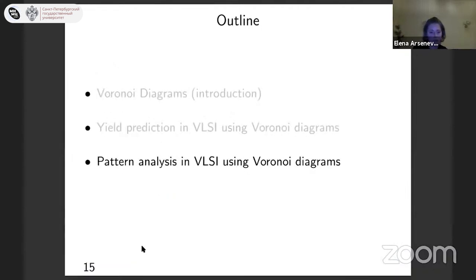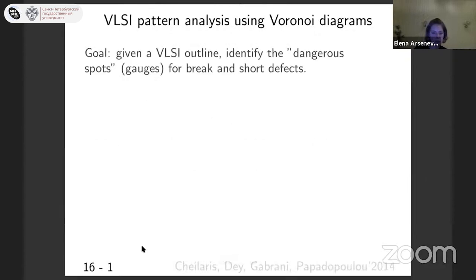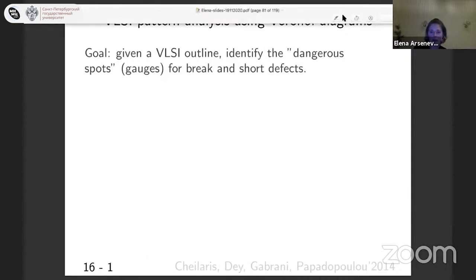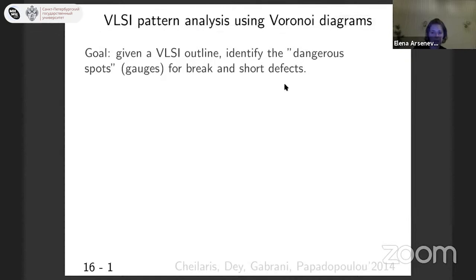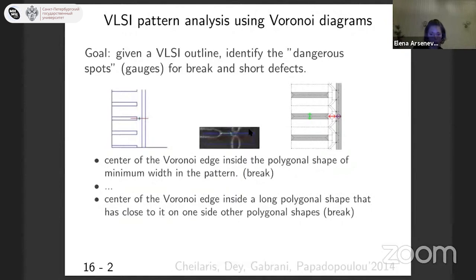Yeah, and just a small thing in addition to that. It's another story. We have VLSI design, and we don't want to predict the yield as we were discussing before, but we just want to look at it and identify some dangerous spots, meaning spots which are most likely to be printed differently than expected. And for that, the Voronoi diagrams were also used.